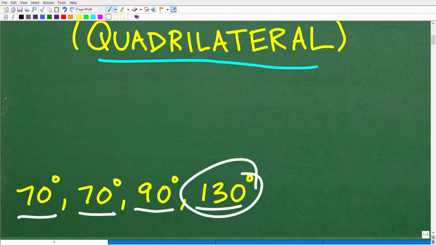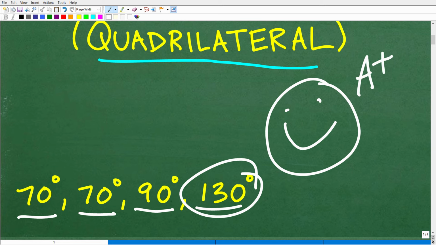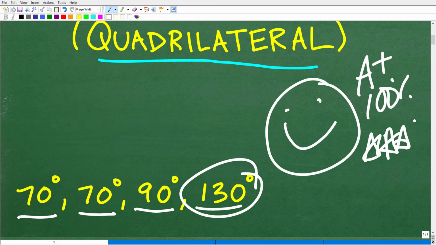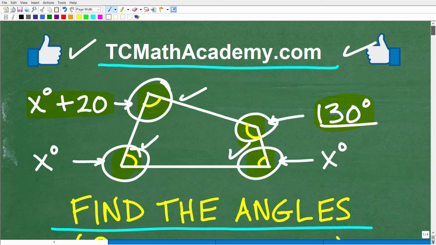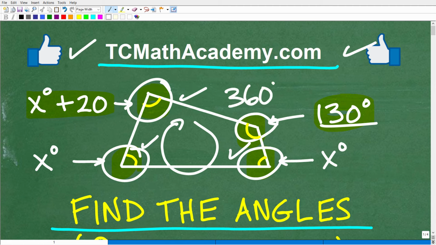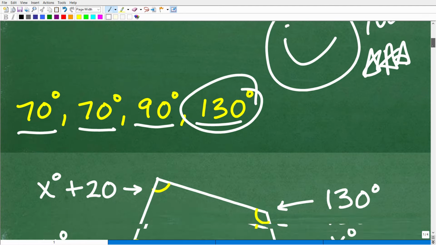So how did you do? If you got this right, we have to celebrate by giving you a nice little happy face, an A+, a 100%, and multiple stars. So you can tell your friends and family that indeed you know how to find the angles of a particular figure using the fact that the total sum of the angles in a quadrilateral is 360 degrees. That's what you need to know, plus a little bit of algebra to solve this problem. So let's go and get into the solution right now.